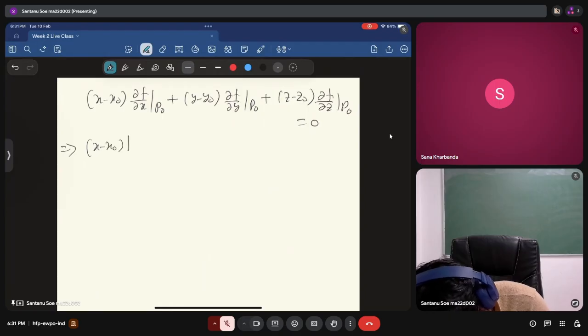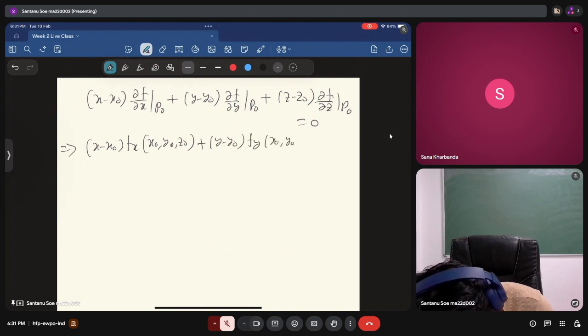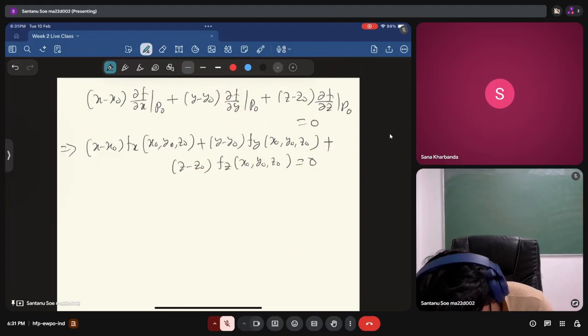So in other words, x minus x naught times fx of (x0, y0, z0) plus y minus y naught into fy of (x0, y0, z0) plus z minus z naught into fz of (x0, y0, z0), and this is going to be 0. Correct?